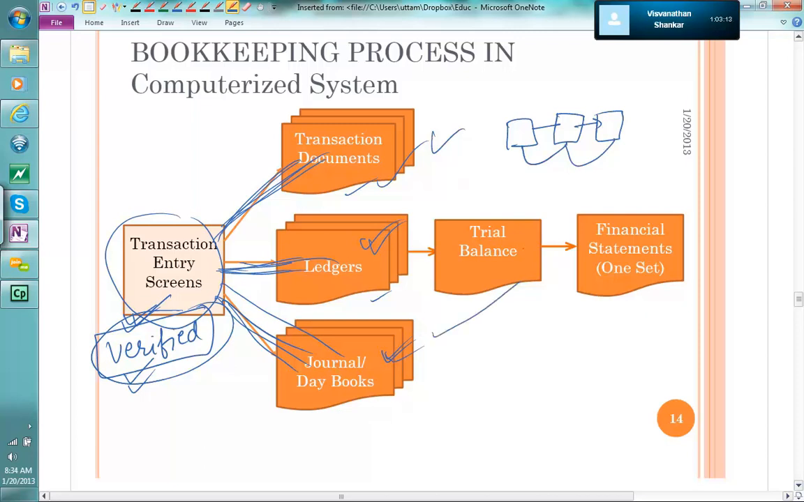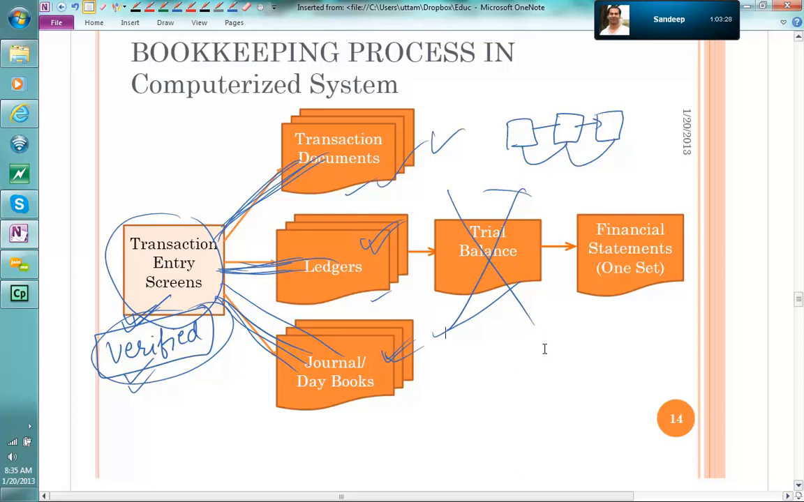And after that, even the trial balance, what was the purpose of trial balance? That trial balance was like, let's pull all the summary of all the accounts in the general ledger and see that debit matches with the credit.